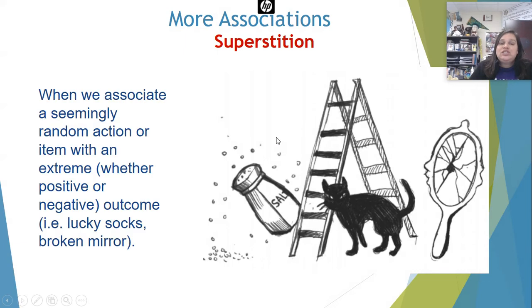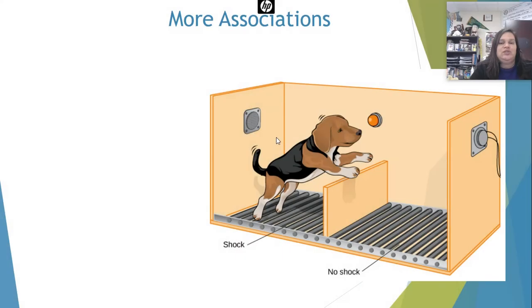Forming superstitions is another type of association, usually through classical or operant conditioning, that we seem to have this random action that we associate with something extreme, whether it's good or bad, that maybe, every time you wear your smelly socks, the Dallas Cowboys win. Well, you didn't cause that to win. Remember, correlation does not equal causation. And believing that is a superstition, a type of association.